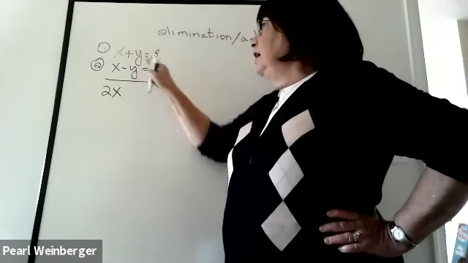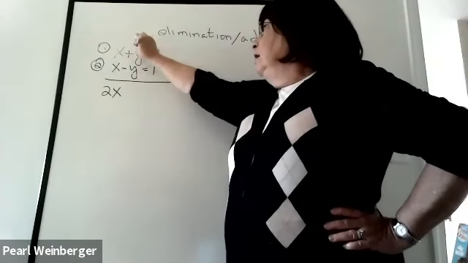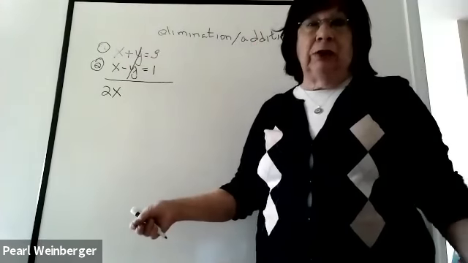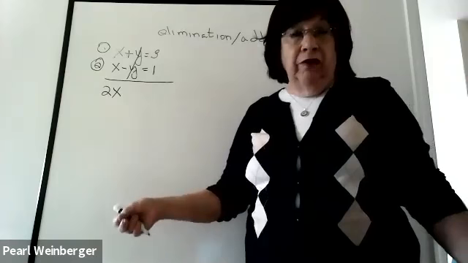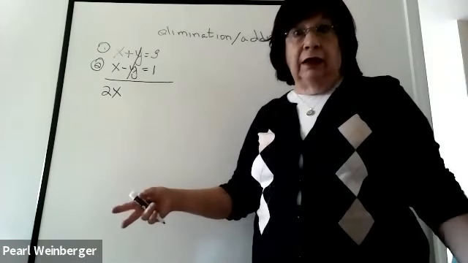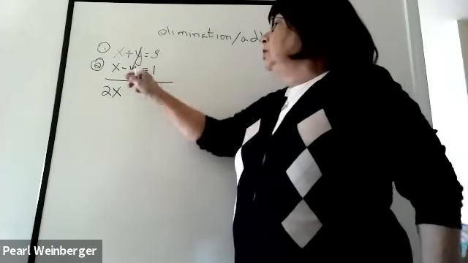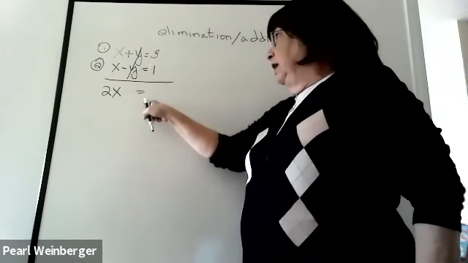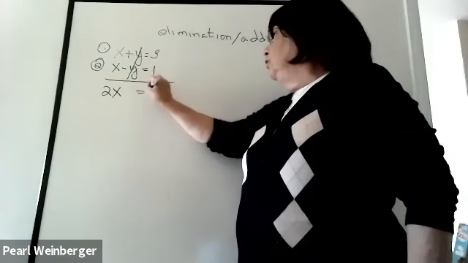Plus y and negative y, when you add it, cancel out. That's why it's called the elimination method. One of the variables gets eliminated. In this case, we're eliminating the y's. And the final column, we have the equal. 3 plus 1 is 4.